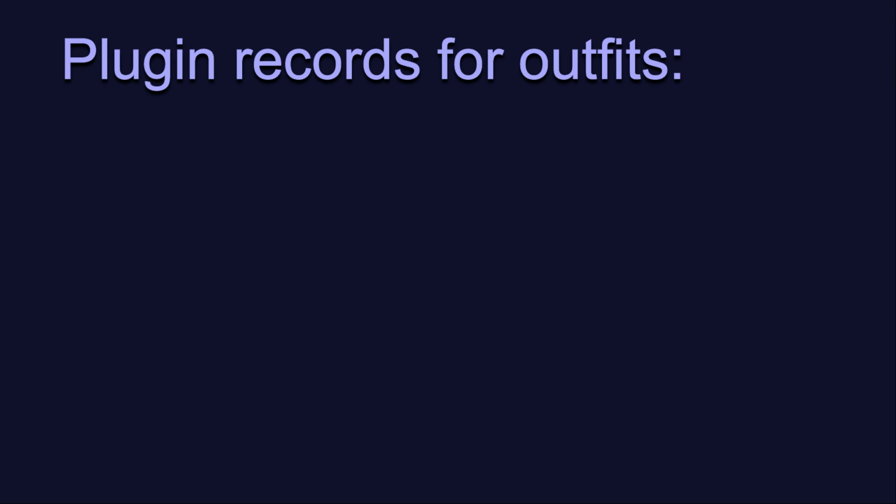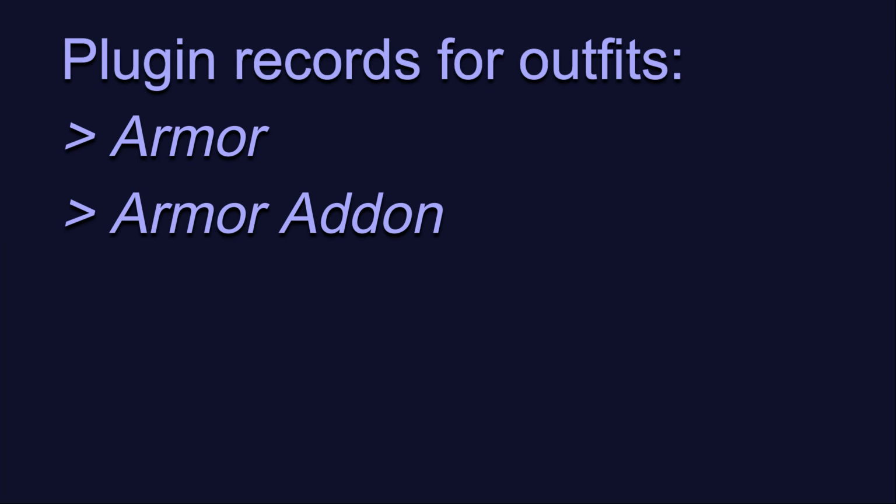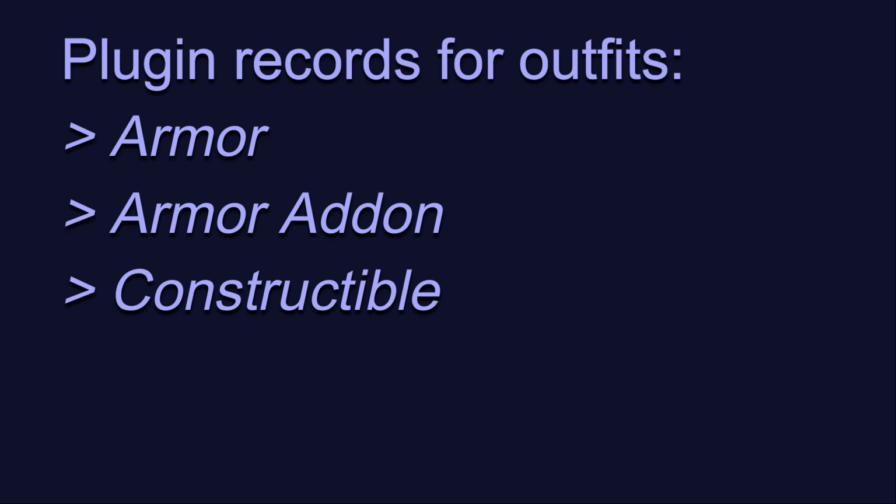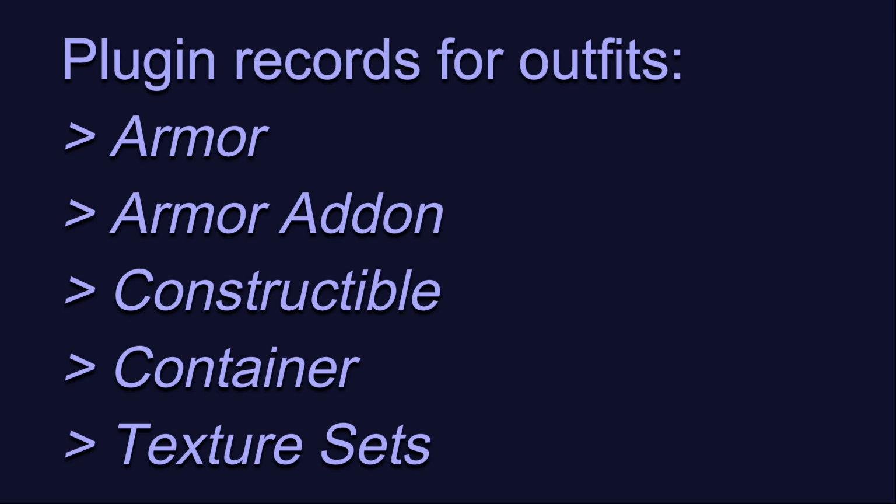Outfits and accessories must have two types of plugin records at a minimum: the armor and the armor add-on records. Many of them will also have constructible records, container records, and texture sets. There may be other types too, depending on what is going on with a particular outfit, but these are the 5 we will focus on.